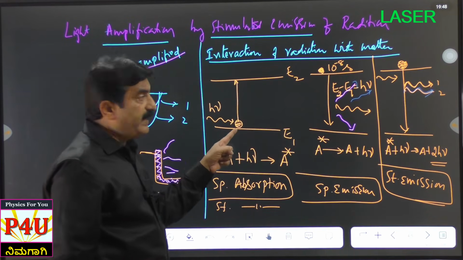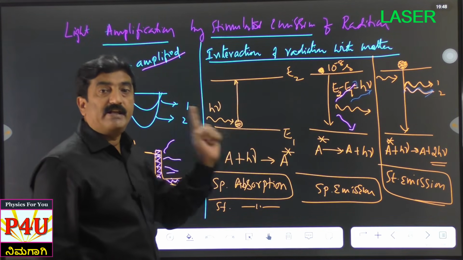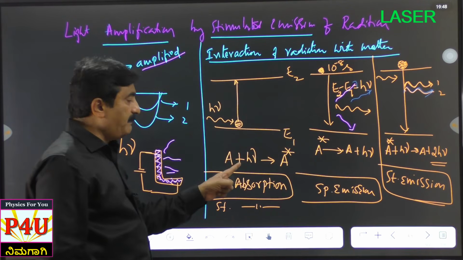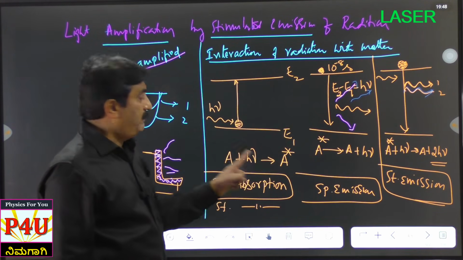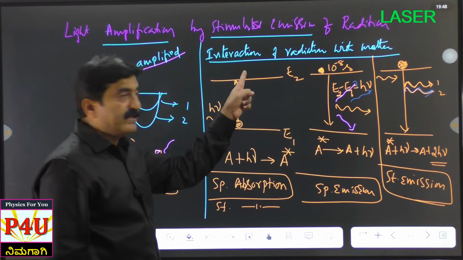When a photon is incident, the atom goes to a higher level. This is spontaneous absorption, and the reaction is A plus h nu equals A star, because A is in the ground state, and here A is in the excited state.